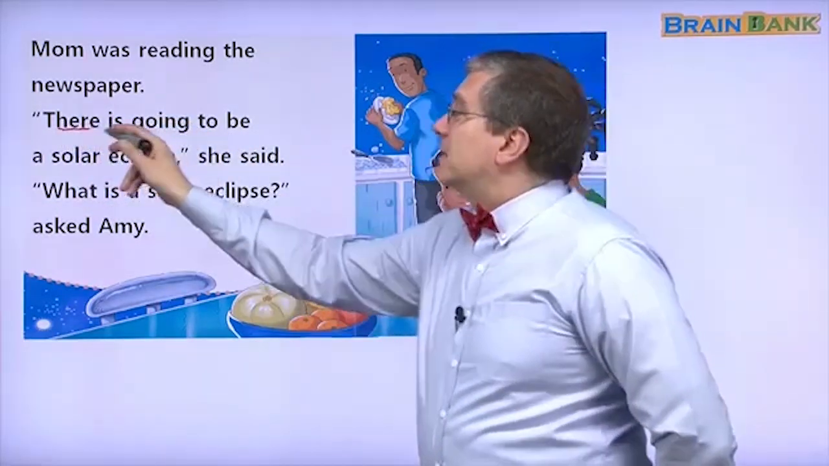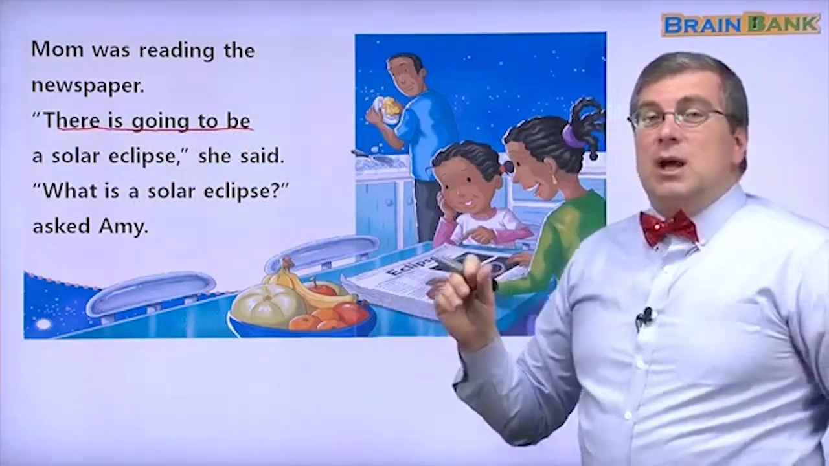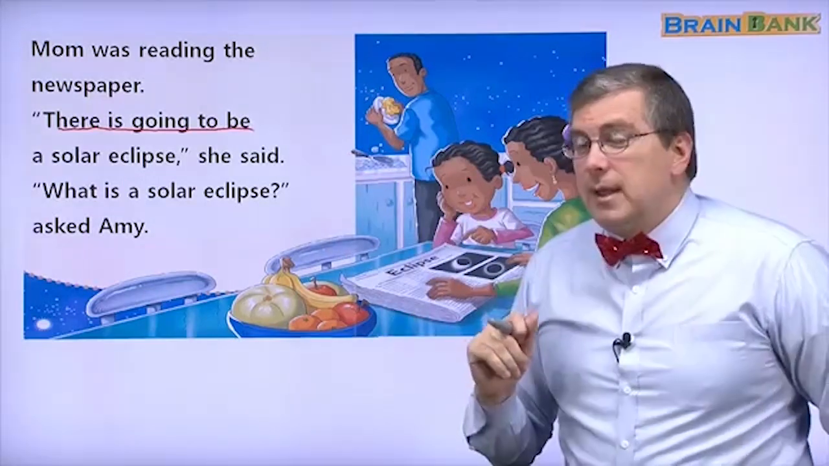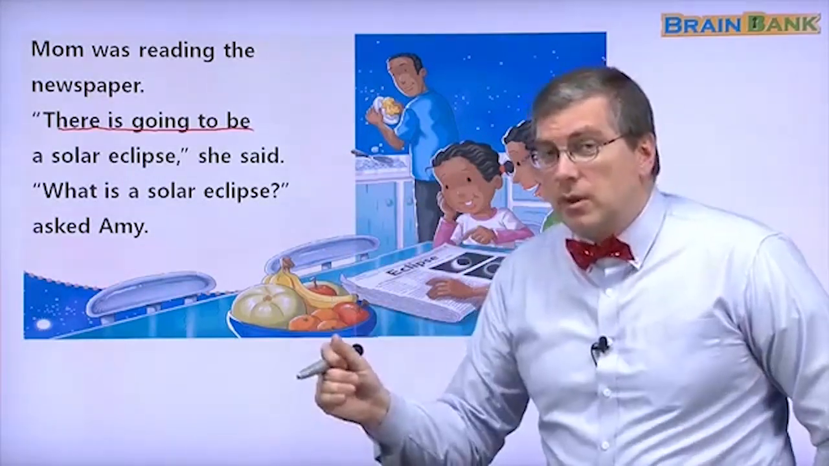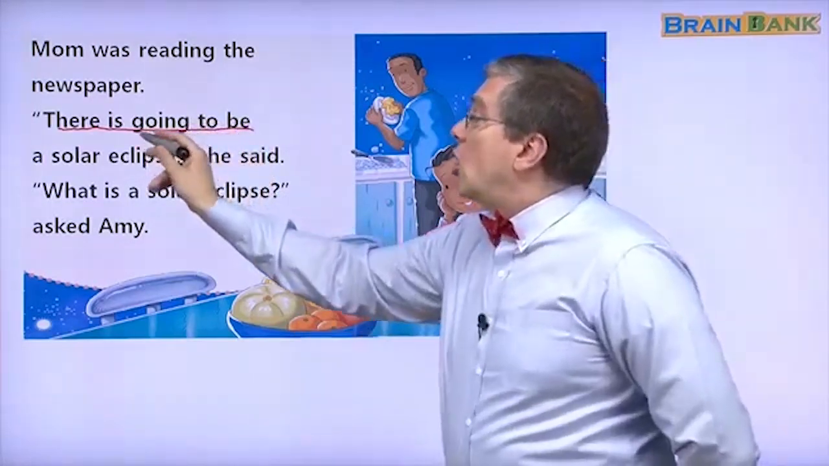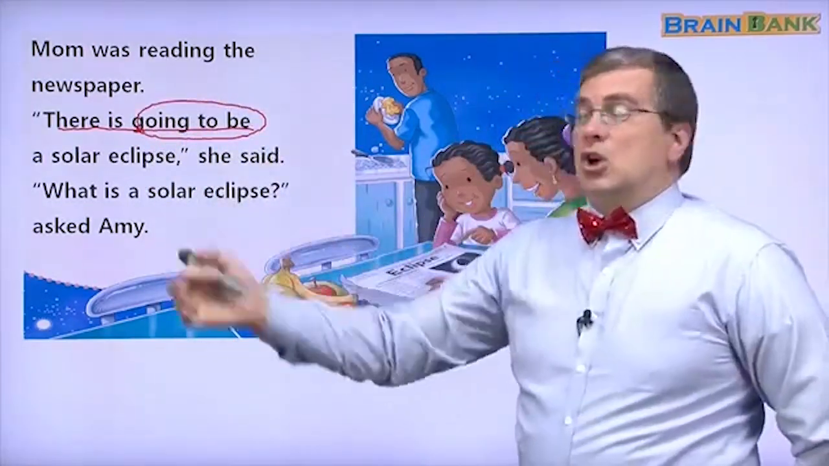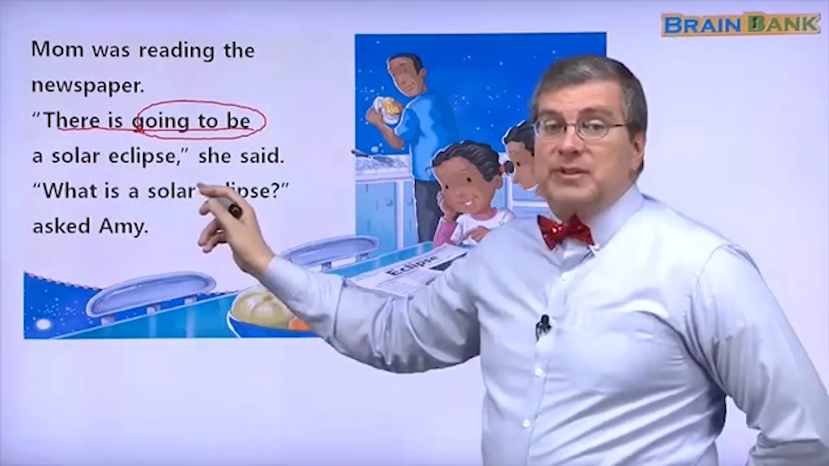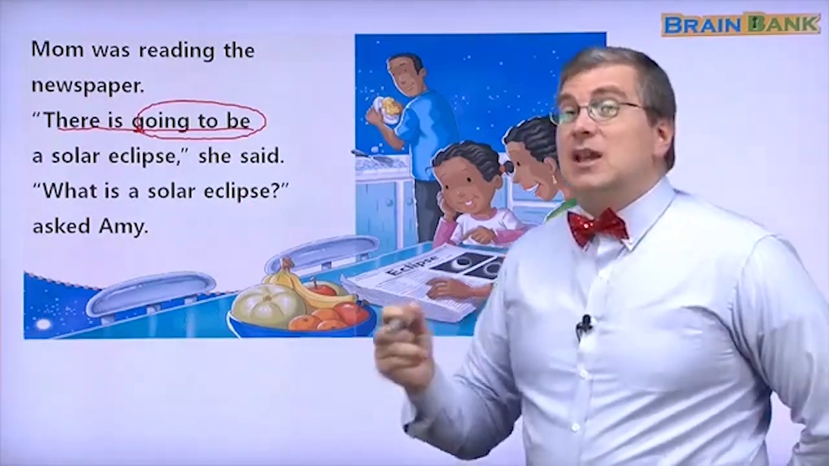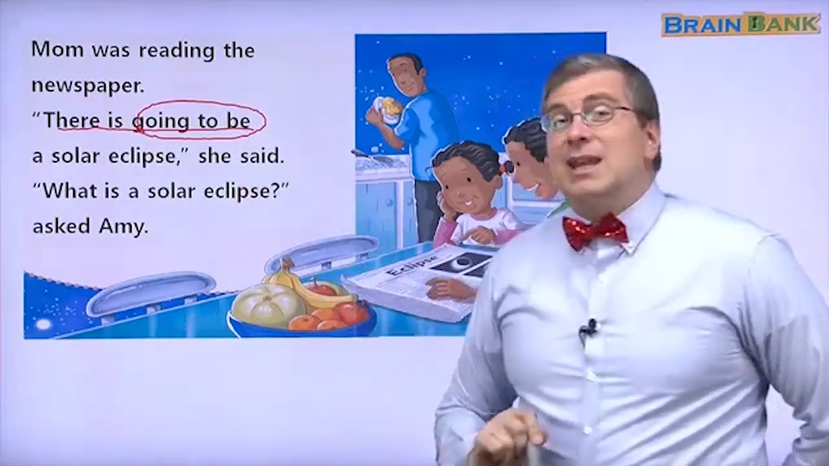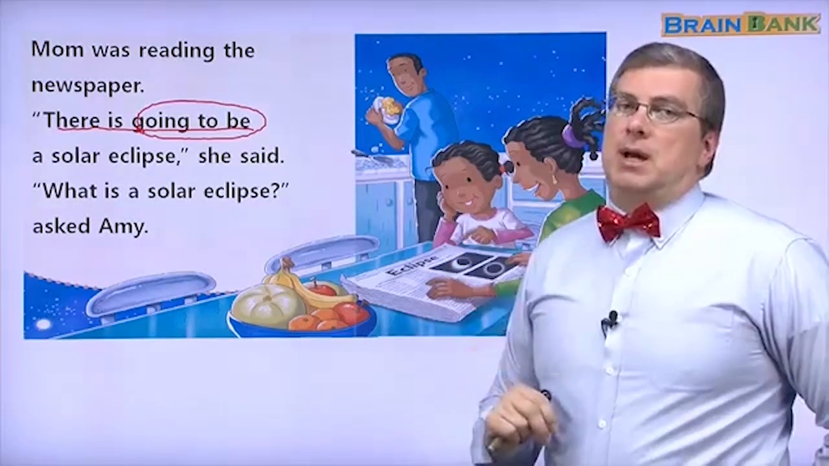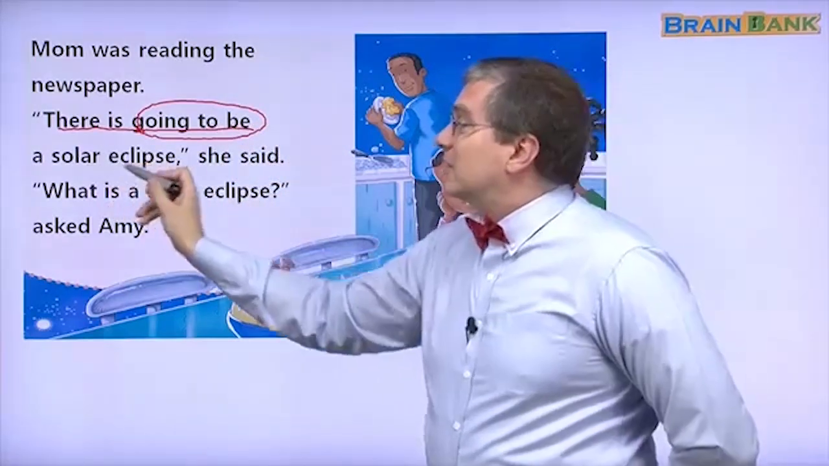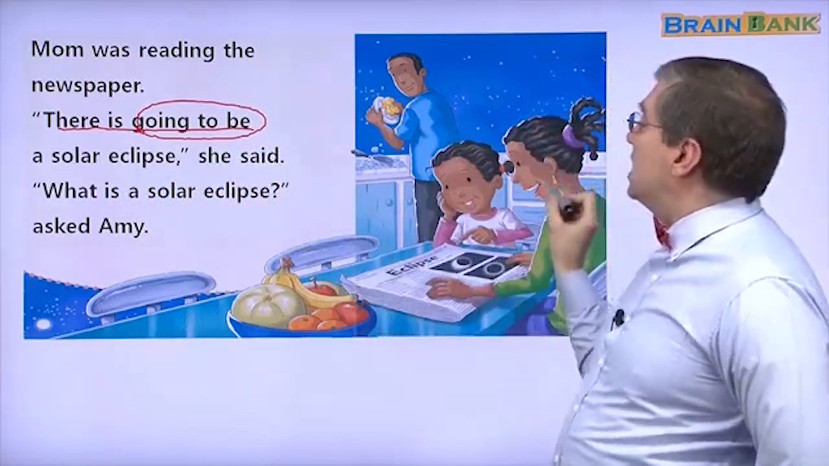There is going to be. Oh, okay. So, in the future, 미래, maybe tonight, maybe tomorrow, okay, 내일, there is going to be. Future. There is going to be what? A solar eclipse. 일식 있어요, right? Will come. So that's very interesting. Oh, 보고 싶어요. I want to see it. There is going to be a solar eclipse, she said.